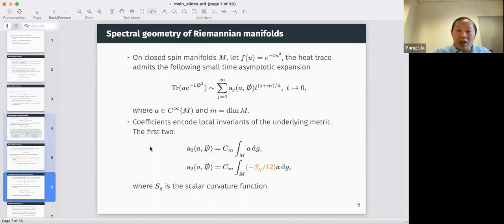Both of them are motivated by very well-known results in spectral geometry for closed Riemannian manifolds. So now you take this function to be an exponential function, e to the minus t u squared.